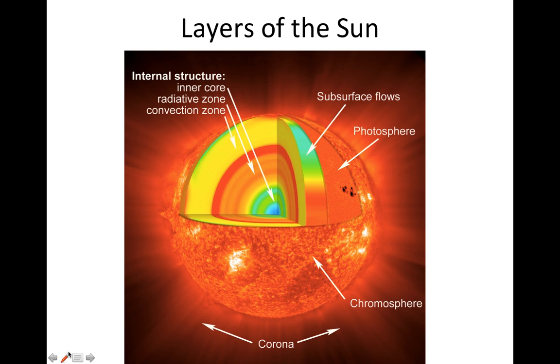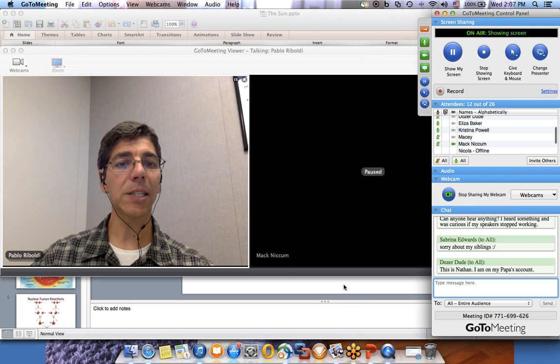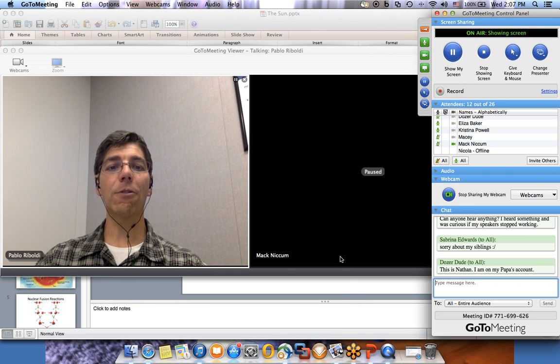So here we have a diagram of the different layers of the sun, and let me grab the pen. Right at the center we have the core, and all of this volume is really not gas. It's not liquid, it's not solid, it's the fourth state of matter. Do you know what is the fourth state of matter? What is it called?